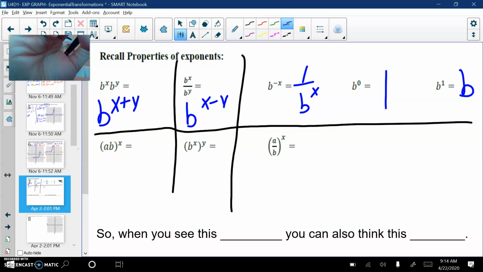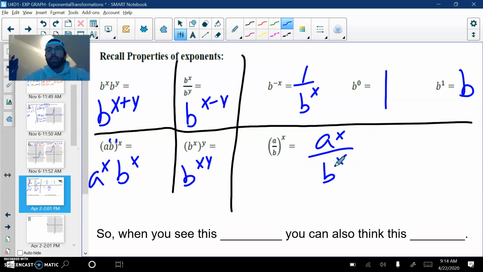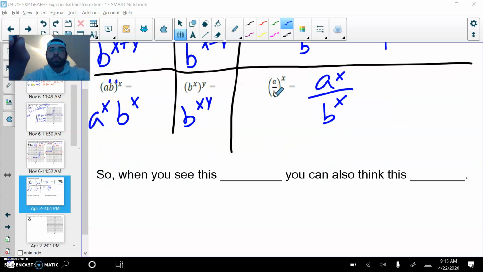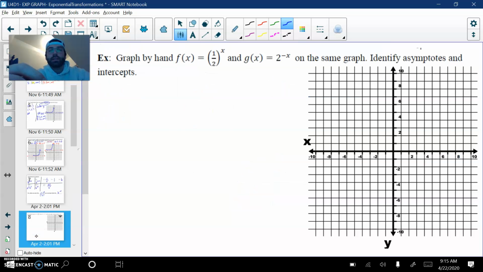All right. Here, if I raise a power to a power, so you can think about this as a to the first, b to the first, that becomes a to the x times b to the x. Power to a power again, it's b to the x times y. And here I can split it so it's a to the x over b to the x, like that. Okay? So when you see this, like 1 over b to the x, know that it's really b to the negative x. Well, what's that going to do? That's going to flip my graph. That would be something like this.